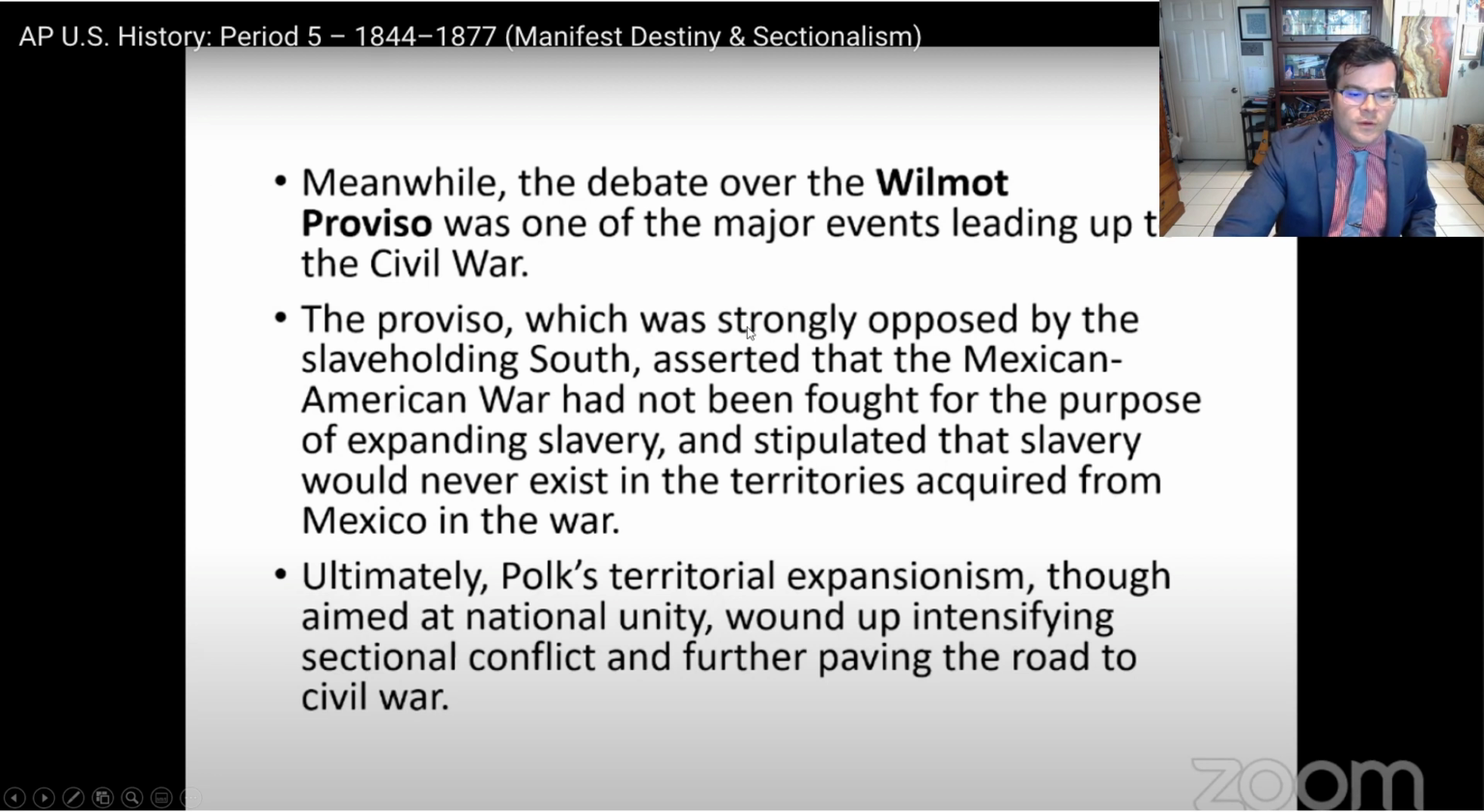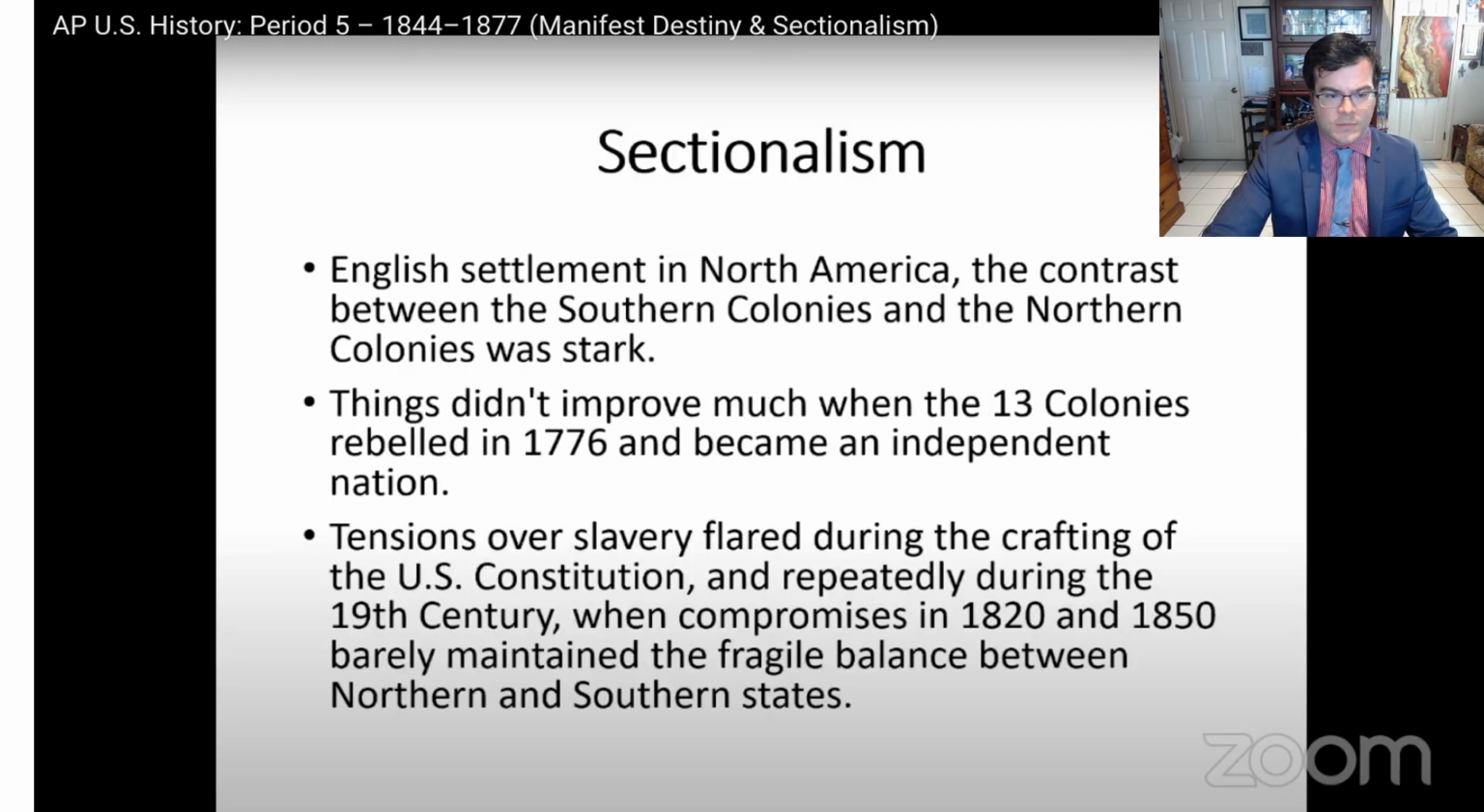So the Wilmot Proviso is going to lead to a strengthening of the anti-slavery movement, right? And so the Free Soil Party emerges from here, and it's going to influence the newly formed Republican Party that Abraham Lincoln is going to become the champion for, right? So the sectionalism intensifies, guys.